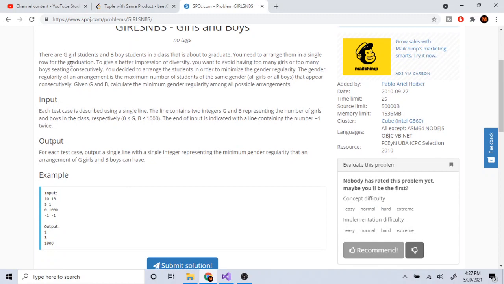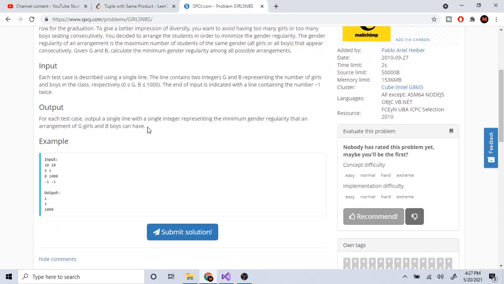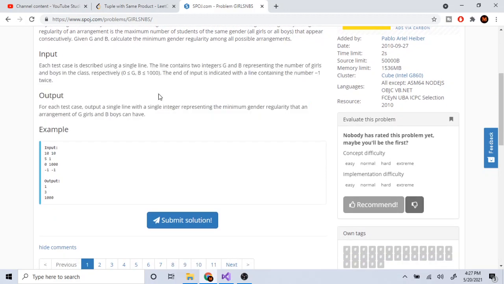So, yeah, today we're going to do girls and boys. Basically, you're given G girls and B boys, and you want to arrange them in a single row. You want to avoid having too many girls or too many boys sitting next to each other, so you want to minimize this gender regularity. The gender regularity is the maximum number of students of the same gender that appear consecutively. So now you want to calculate the minimum gender regularity among all possible arrangements.